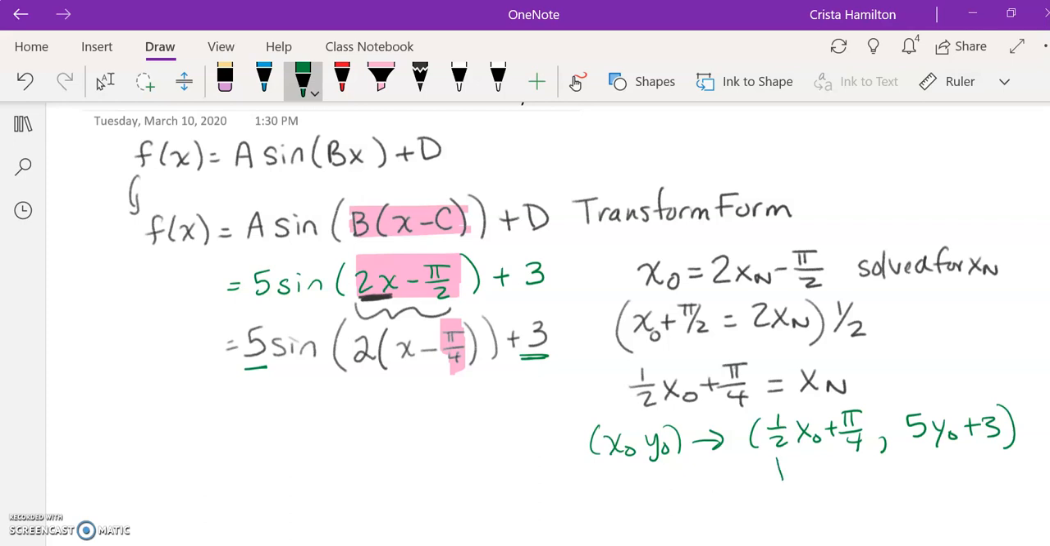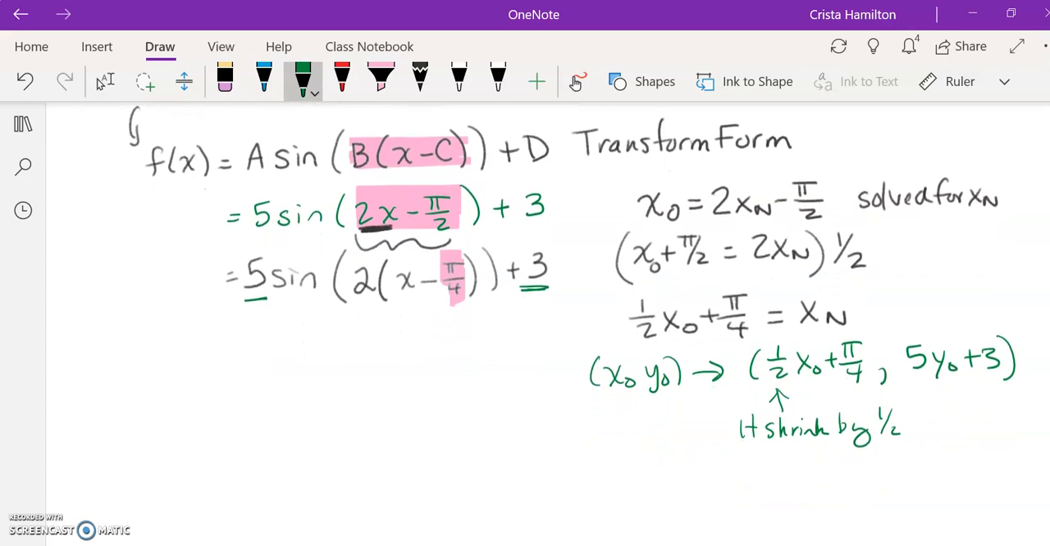Now, look at what happened. We have a horizontal shrink by 1/2, where we multiply each of the old points by a half. Now, that's going to change your period. It's going to change from 2 pi, shrink it by half, it's now going to be pi.